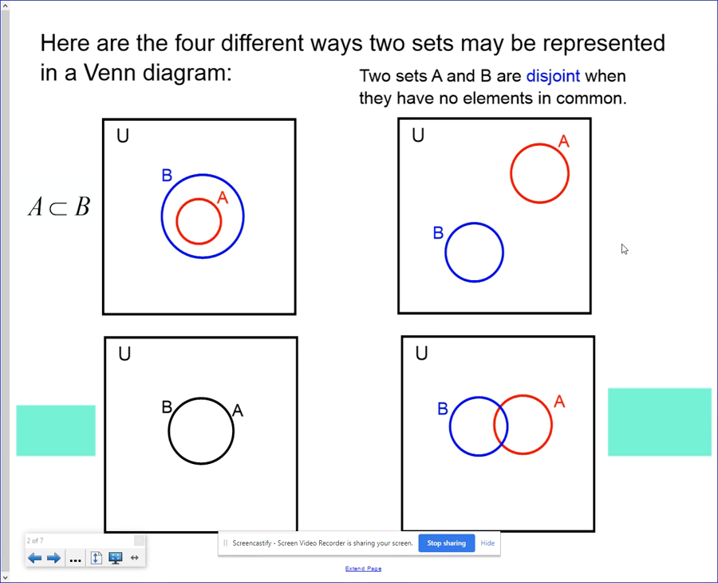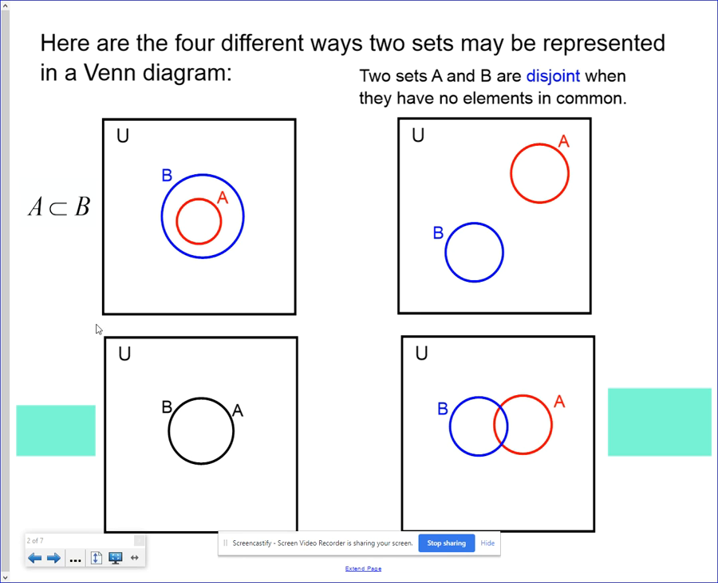If you look over here on the right, we got our universe and we got 2 sets A and B. These 2 sets A and B don't overlap. They don't have any elements in common. When this happens, we say the 2 sets A and B are disjoint. That's when they have no elements in common.